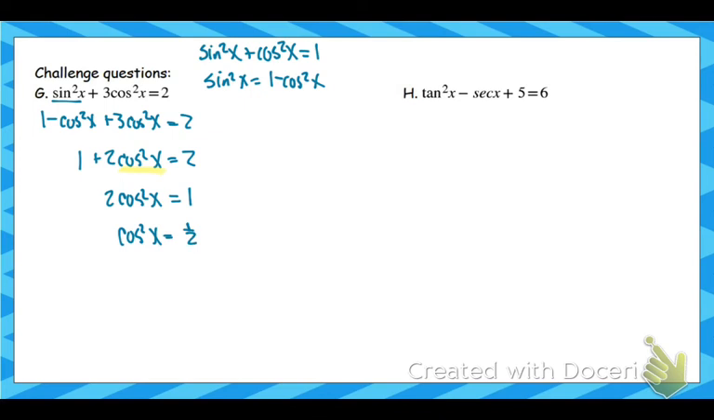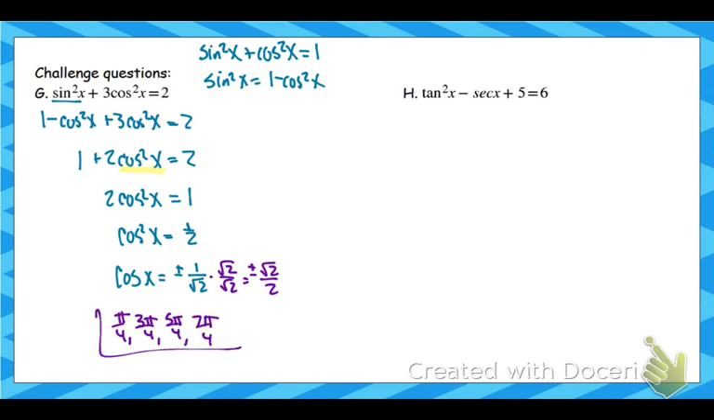Since it's squared, we're going to square root it. And remember, that'll be plus or minus. And when we square root a fraction, we square root the top and the bottom. Now, this is probably not a number we're going to see on the unit circle, so let's rationalize. So we're looking for where cosine is plus or minus root 2 over 2. So that's going to happen in 4 places. Pi over 4, 3 pi over 4, 5 pi over 4, and 7 pi over 4.